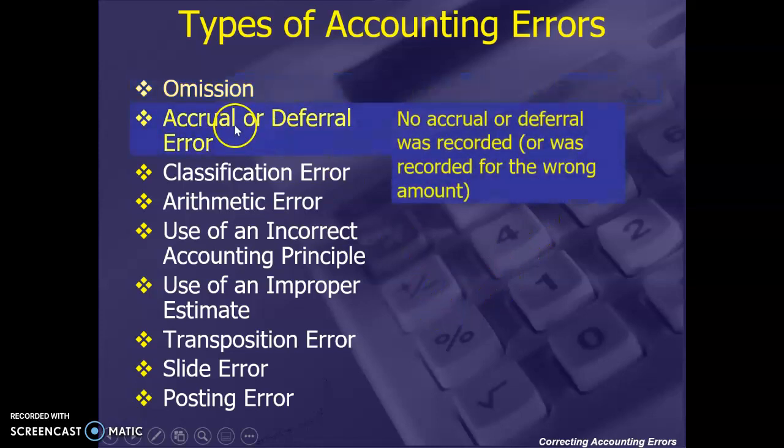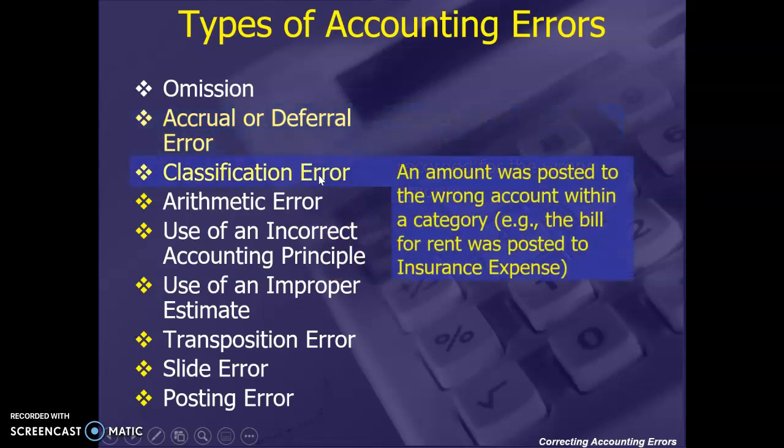The next one here, accrual or deferral, this refers back to when you did adjusting entries. So if you did not do your adjusting entry, if you did not accrue or defer something, then you would have this type of error, an accrual or deferral error. So think of that as your adjusting entries errors. Or it could be for the wrong amount. So you didn't do it, or it was the wrong amount.